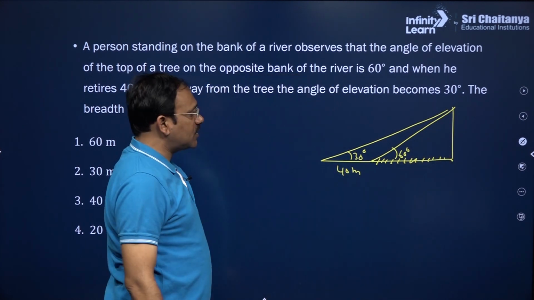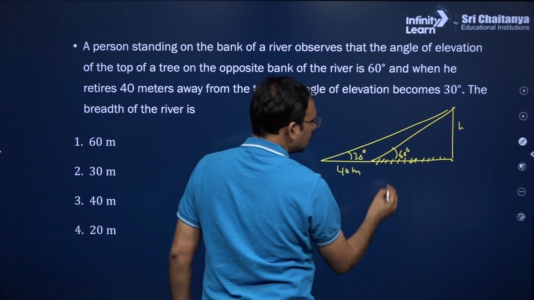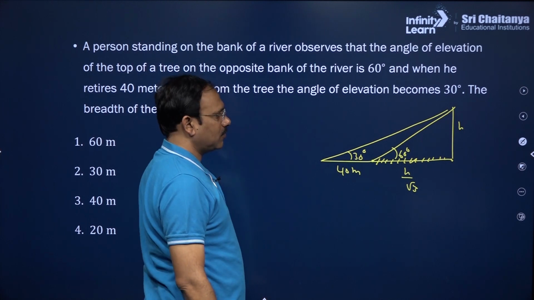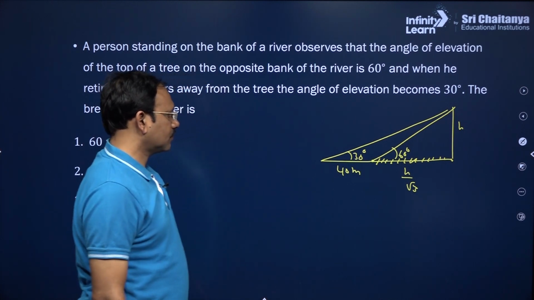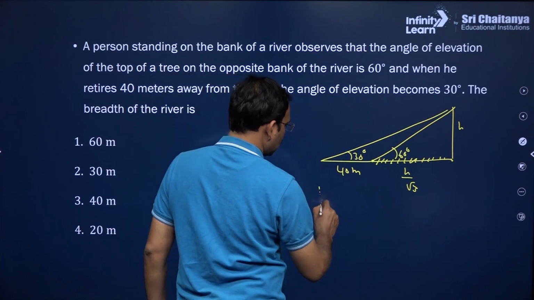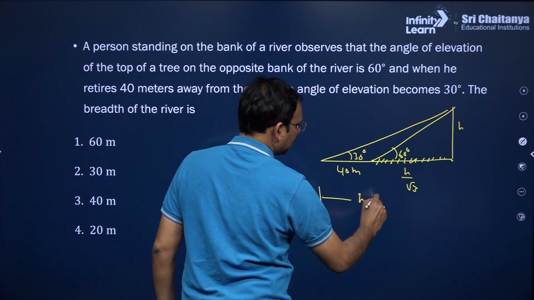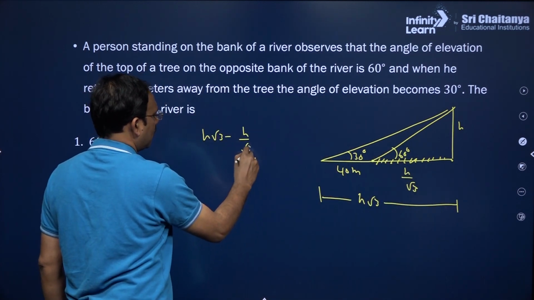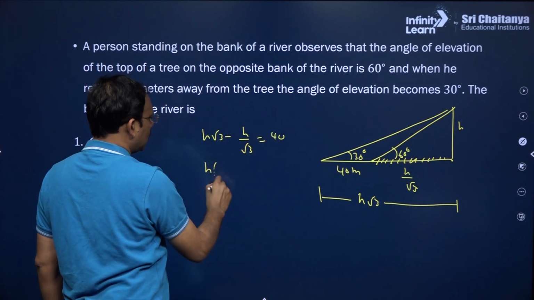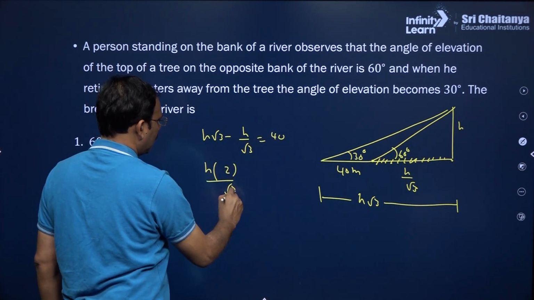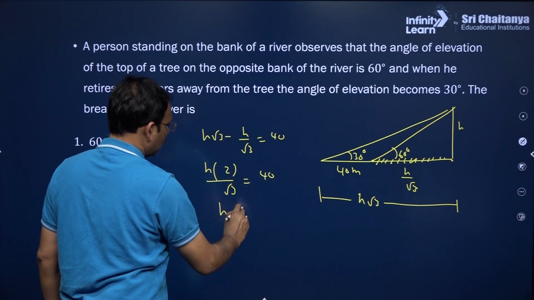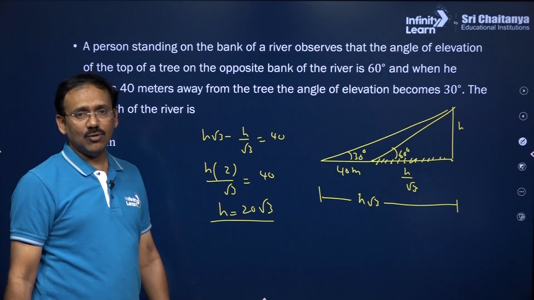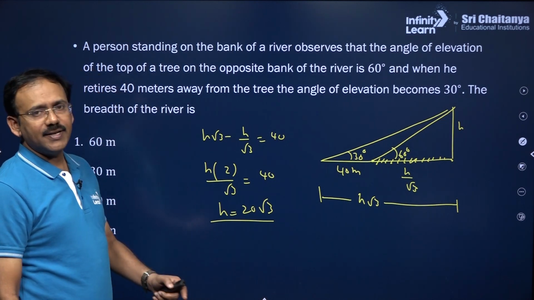Yeah. You see friends, suppose this is height h, this is 60 means this is h by root 3, my dear friends, h by root 3. And 30 means this is going to be totally h root 3, h root 3. So, the difference friends, h root 3 minus h by root 3 is going to be 40. So, h into (3 minus 1) by root 3, that is 2 by root 3, is equal to 40, h is equal to 20 root 3. Okay. There may be some printing error in the option, but 20 root 3 is the answer, my dear friends. Height is 20 root 3.